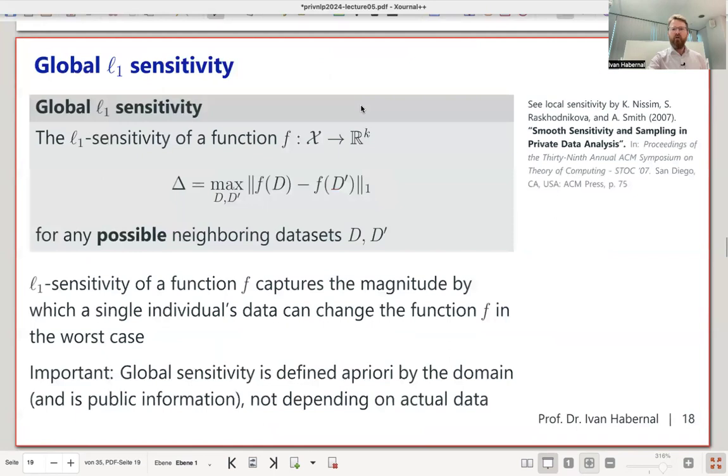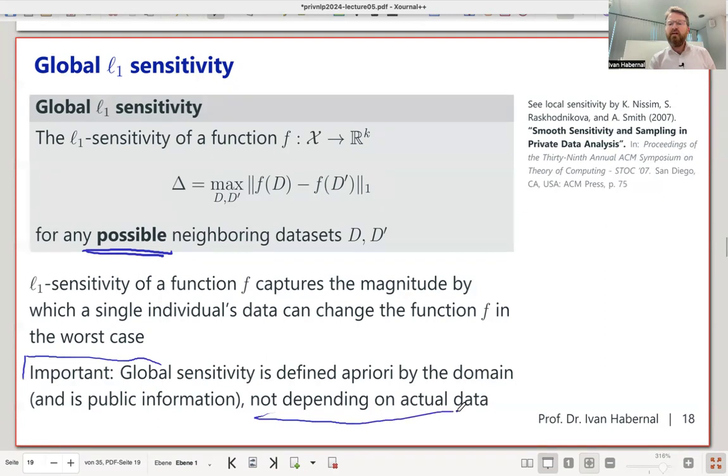And just to stress, this is for any possible neighboring data sets. This is important. Any possible neighboring data sets in our domain. To repeat, global sensitivity is defined a priori by the domain, and it's public information. If I ask you, what's the max sensitivity of this query, and you tell me it's 10 million, everybody can know that. There's no privacy involved in this maximum sensitivity, and it's not depending on the actual data.